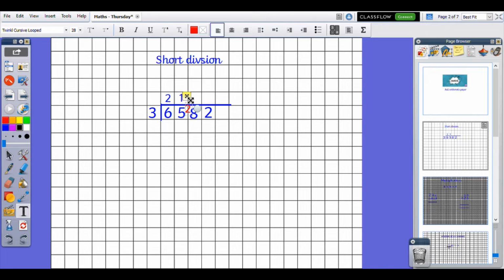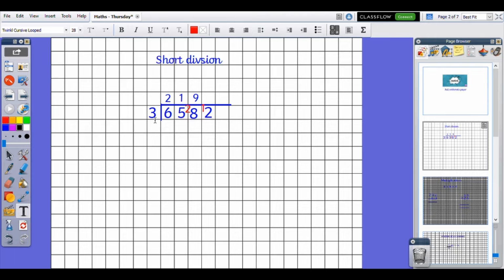So I've got 28. So I'm going to work out how many 3's go into 28. So I'm going to count up in my 3's to help me. So I've got 3, 6, 9, 12, 15, 18, 21, 24, 27. So I have got 9. So I know that 9 3's go into 28. But I still know I've got 1 left over, which will carry then to my ones number to make 12.